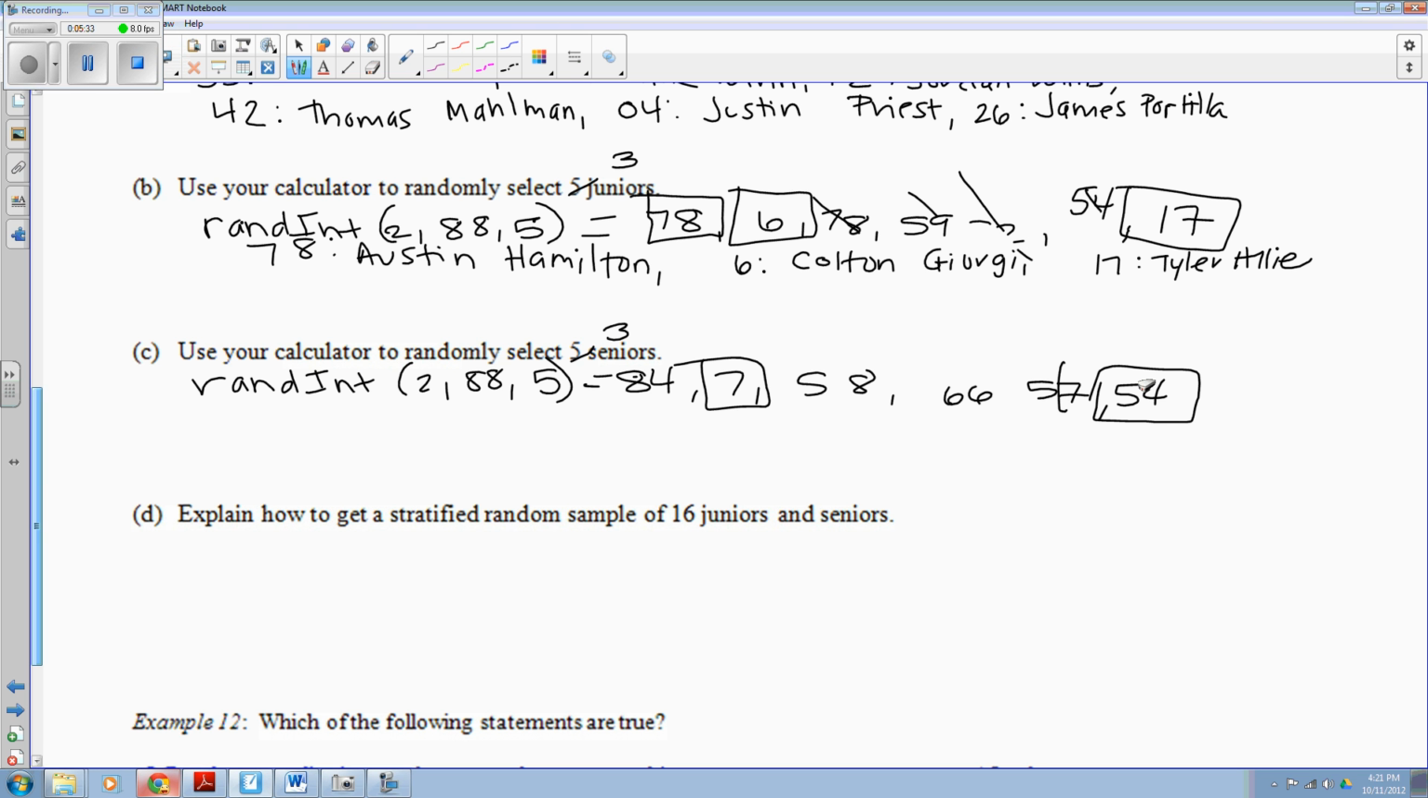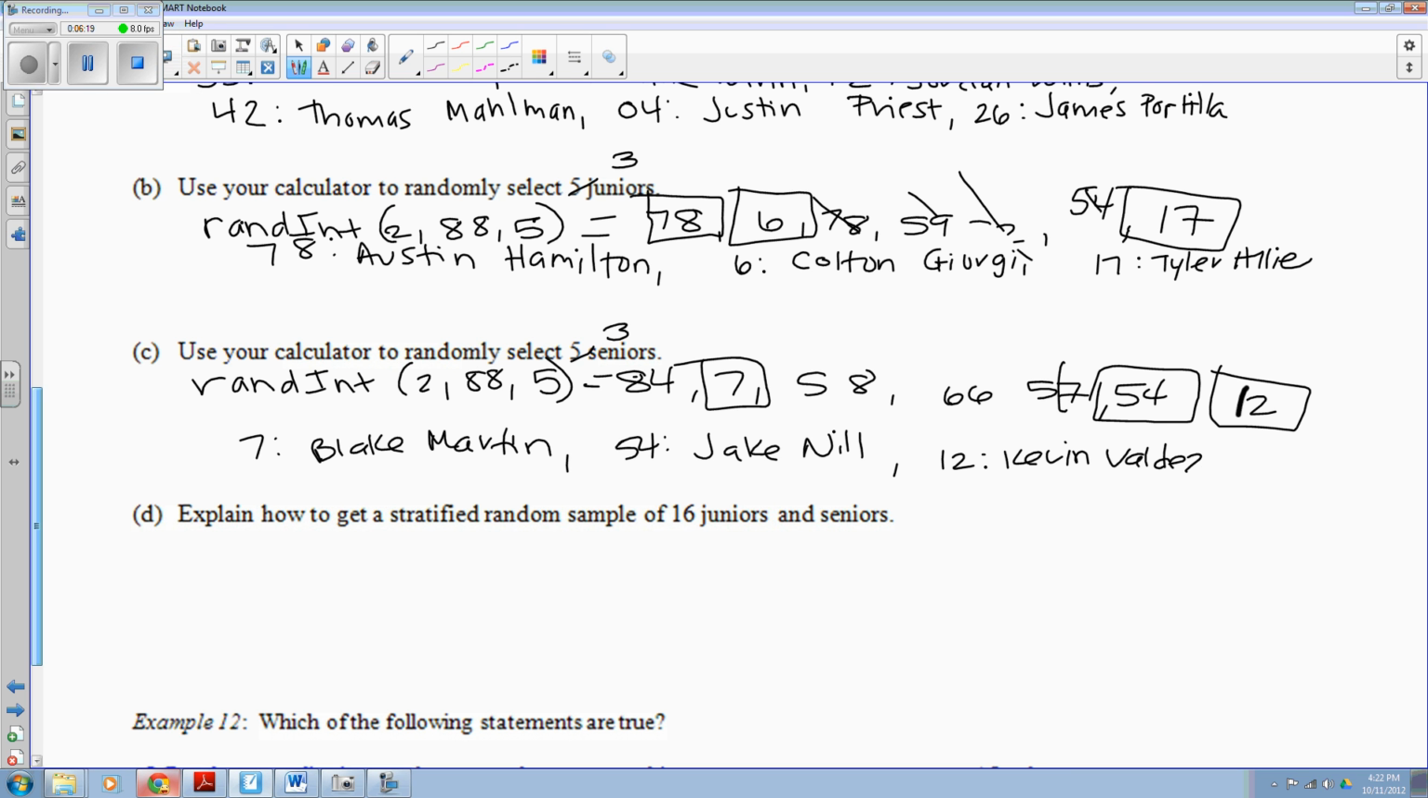And then the last one that I got, after I keep hitting enter just to try to find another senior, is number 12. And that is Kevin Valdez. And so that's eventually who my three seniors were. Again, you should have different numbers, but the process is the same. And so continue to go until you get your three seniors.